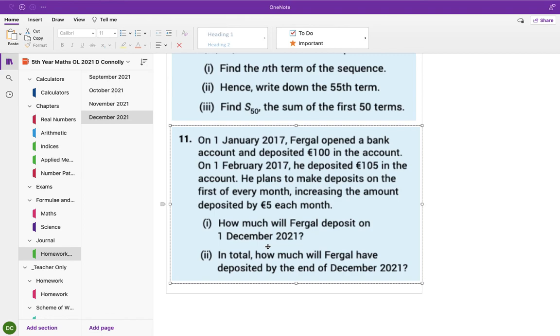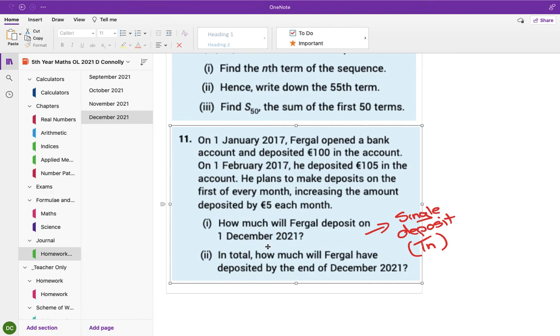So on the 1st of December 2021, how much will Fergal deposit? That is a single deposit. Okay, that's how much he goes into the bank with on that day. To get a single deposit amount like that, you use Tn. Okay? The second question is how much will Fergal have deposited by the end of December?